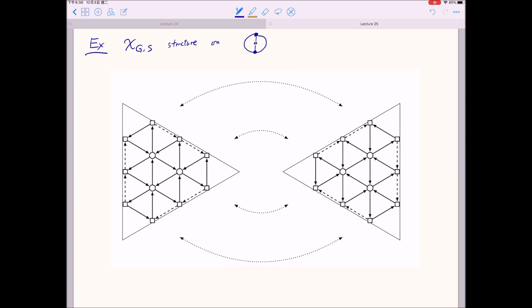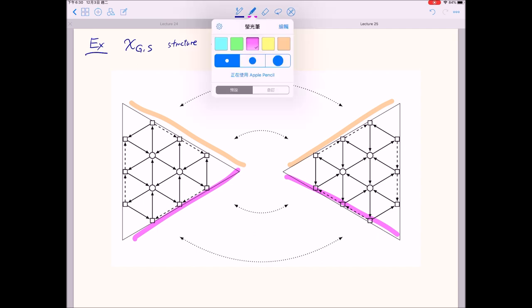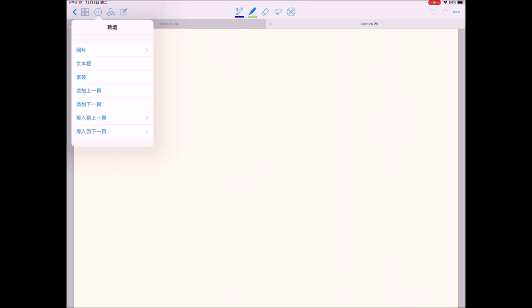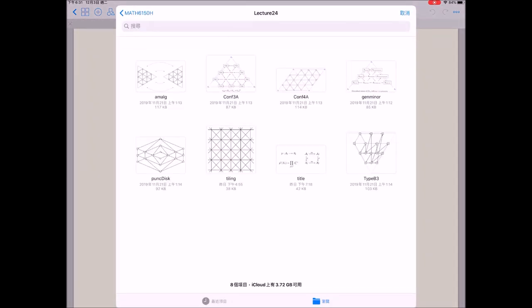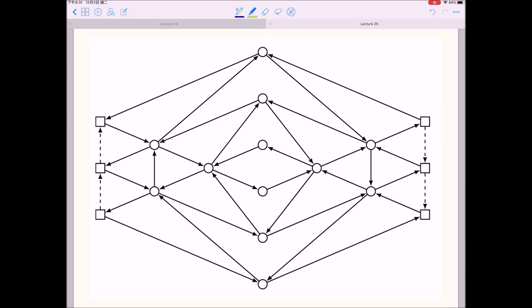So if you glue the two sides of the triangle, then you will get the triangulation for the punctured disk with two marked points, and the resulting quiver will look something like this. And this quiver is particularly important because it gives you the quantum torus algebra associated to the embedding of quantum groups. So in this case, we actually have an embedding of the quantum group SLN into the quantum torus algebra defined by this quiver, up to some quotient.